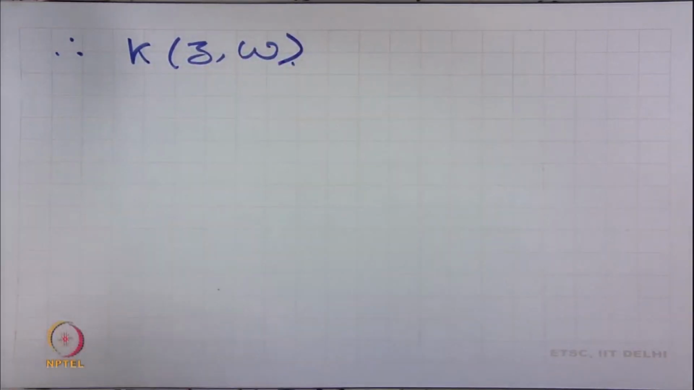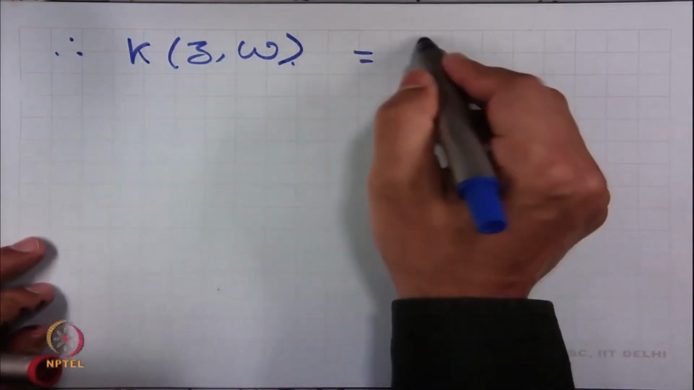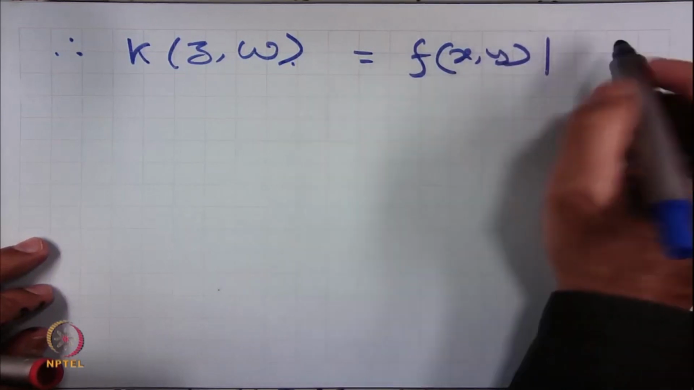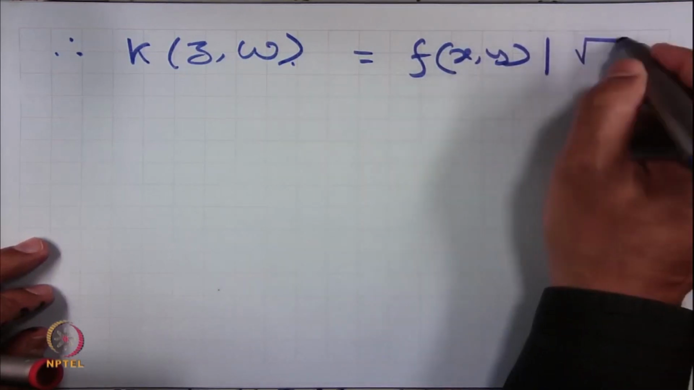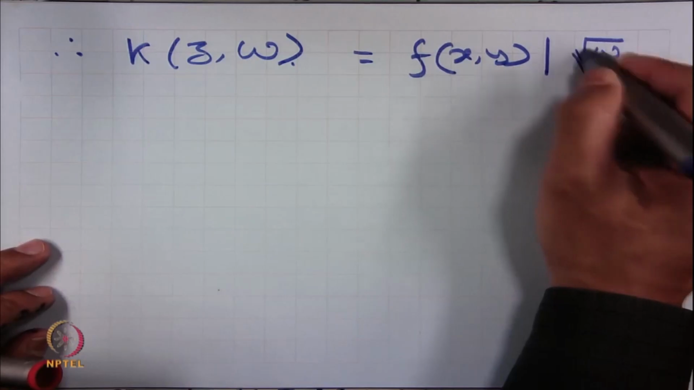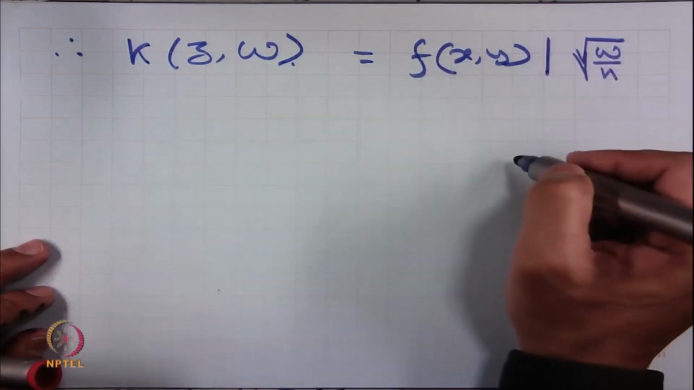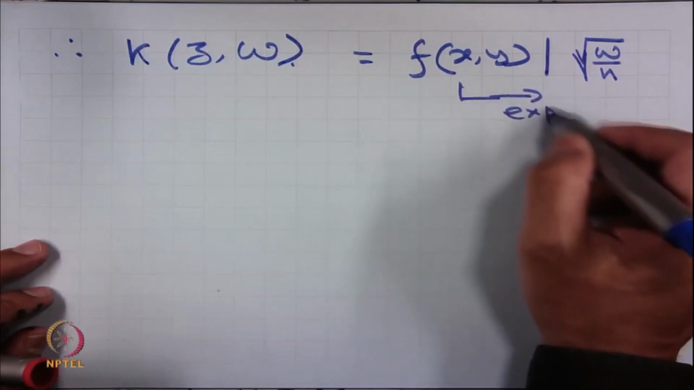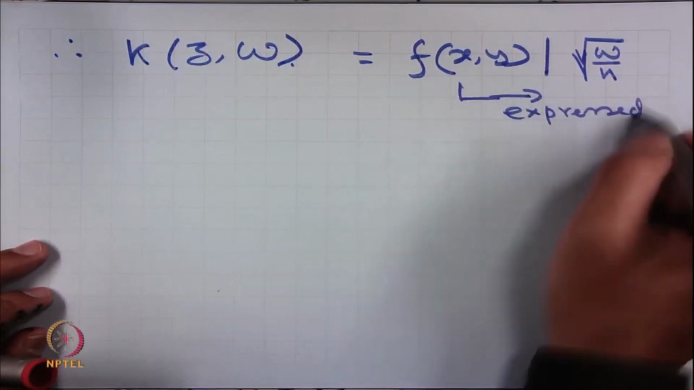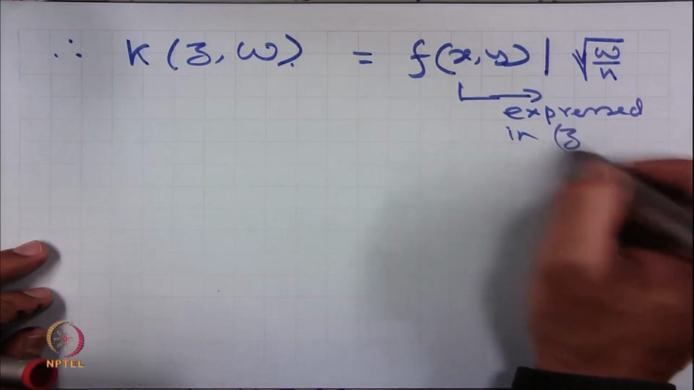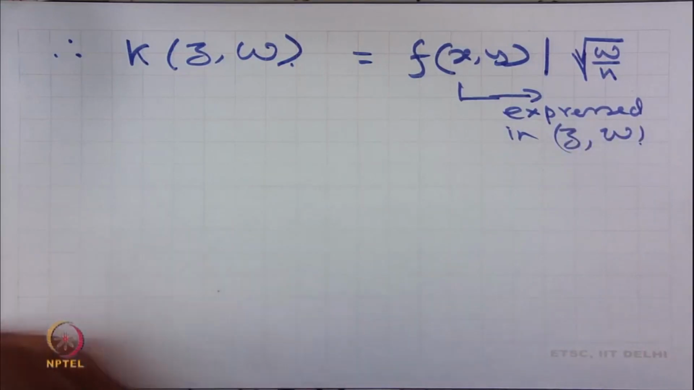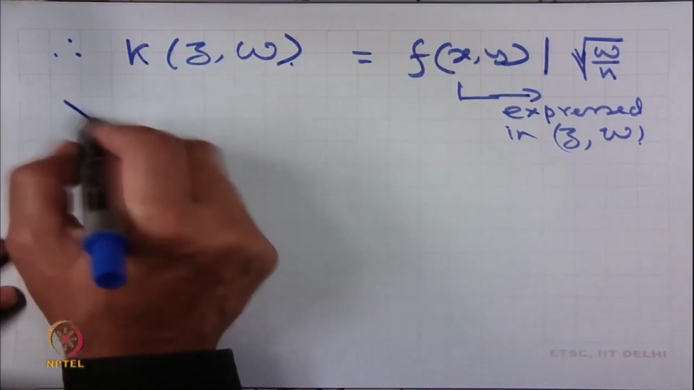Therefore, PDF of ZW is f of x y multiplied by the determinant, which is root over w by n, expressed in ZW. Now, x and y are independent.